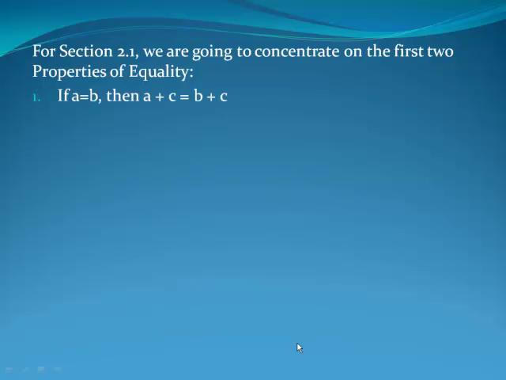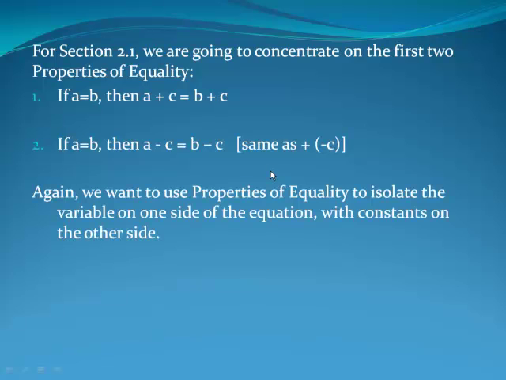So for section 2.1, we are going to concentrate on the first two properties of equality. They were, if A equals B, then A plus C equals B plus C. And if A equals B, then A minus C equals B minus C, which again is simply saying if you do something to one side of an equation, you need to do the equivalent to the opposite side in order for the two sides to remain equal.